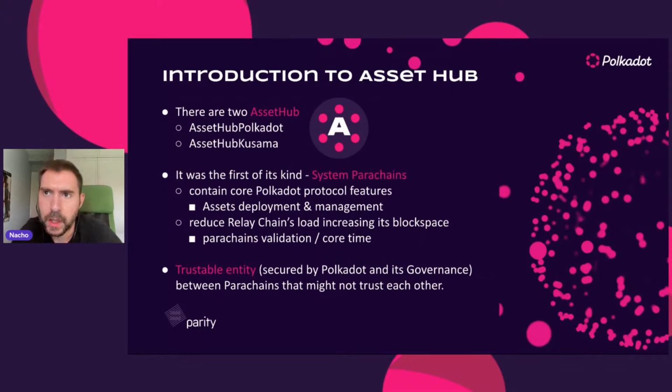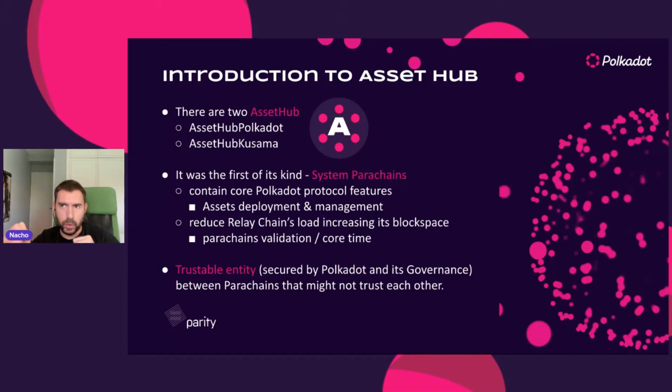Okay, so Asset Hub. There are two Asset Hubs live in production: Asset Hub Polkadot and Asset Hub Kusama, and then there are another two in the test networks for Rococo and Western. It was the first of its kind. It's a system parachain. And what are system parachains? System parachains contain core Polkadot features. In this case, it's asset deployment and management.